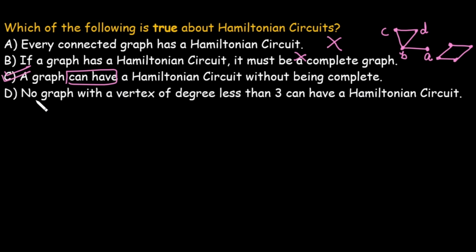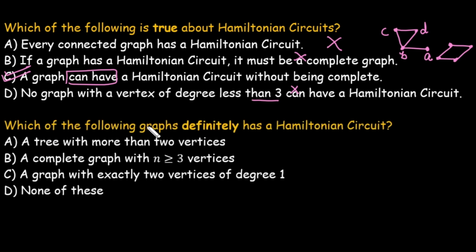The next one is, no graph with a vertex of degree less than 3 can have a Hamilton circuit. No, clearly incorrect with the help of this example. The degree of each vertex is 2, that is less than 3, but it has a Hamilton circuit. So it means option D is also incorrect.